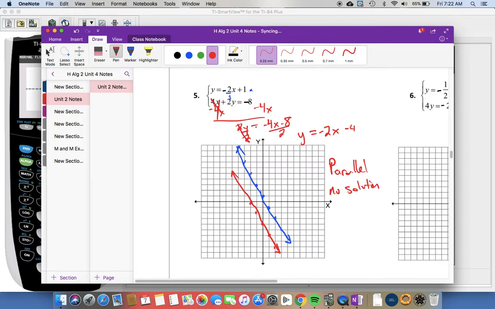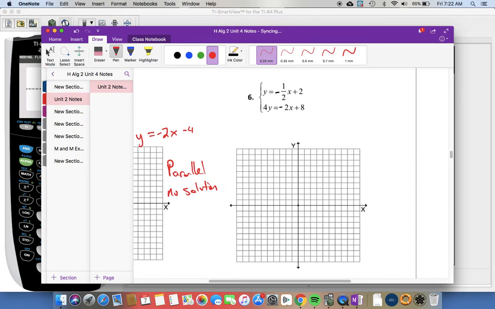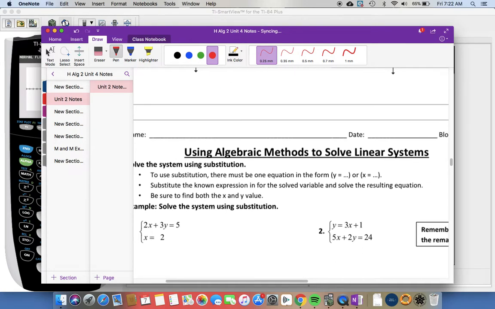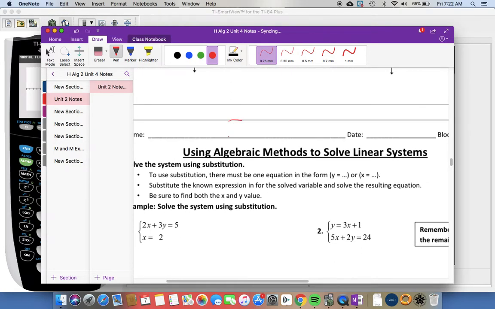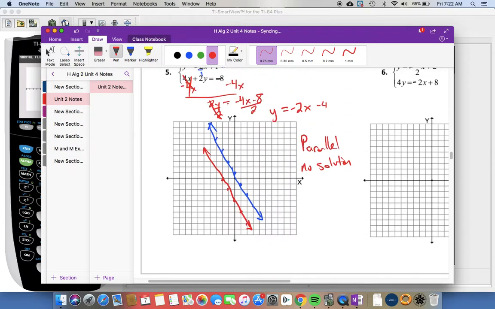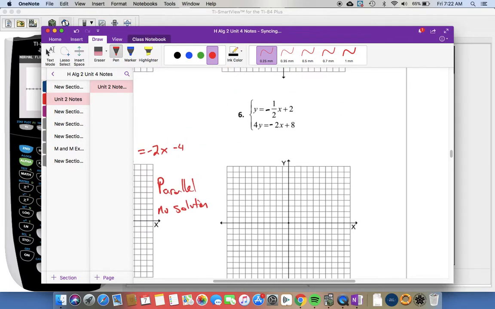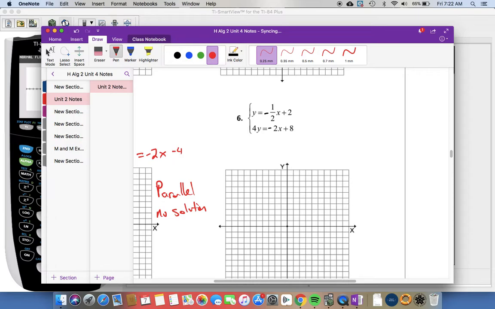Okay. Last one here, and this will be the last one for today because we'll start talking about algebraic methods and how to use those in Monday's class. So, that being said, let's look at number 6. I'm going to choose to use a graphing calculator for this one. So I should only have to worry about one equation.